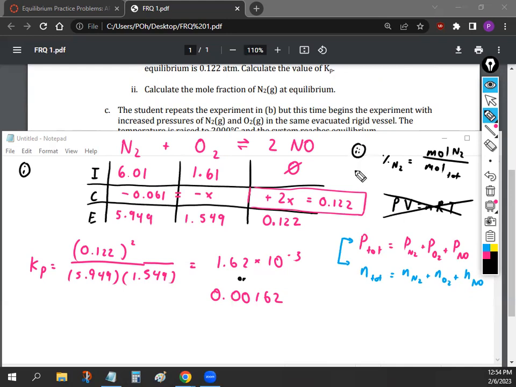Yes. As long as you label the numbers as moles, you should be fine. Yeah, you don't need to prove it.